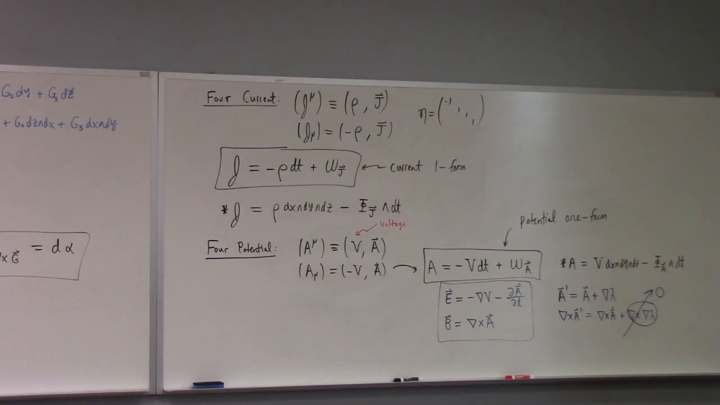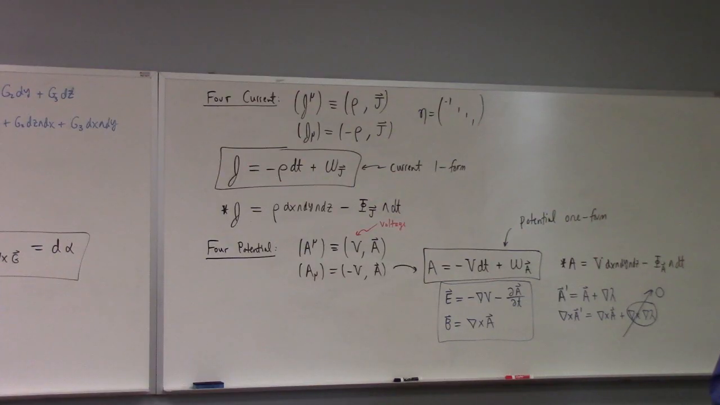This is gauge freedom, your ability to switch the voltage by adding a constant. Maybe that's not quite enough. I guess I need that lambda has no time dependence as well, right? So if lambda has no time dependence, we're okay. Anyway, there's more to say there, but I'll stop there.